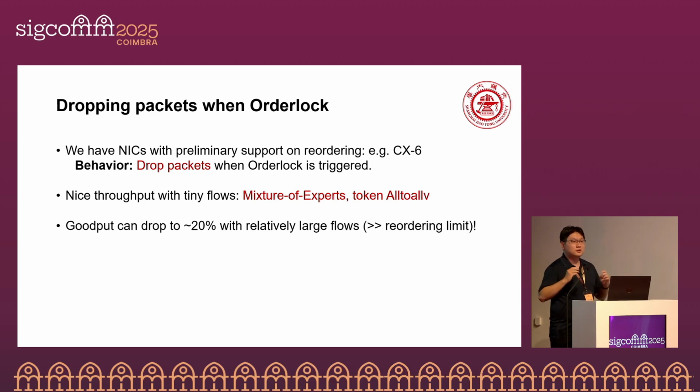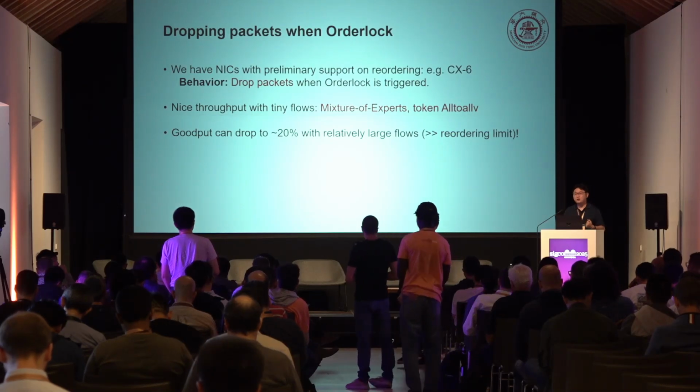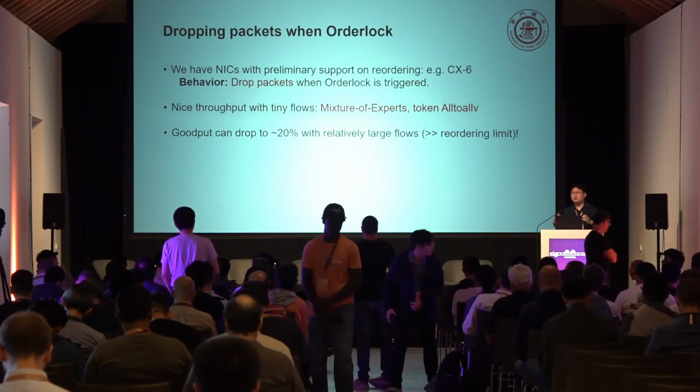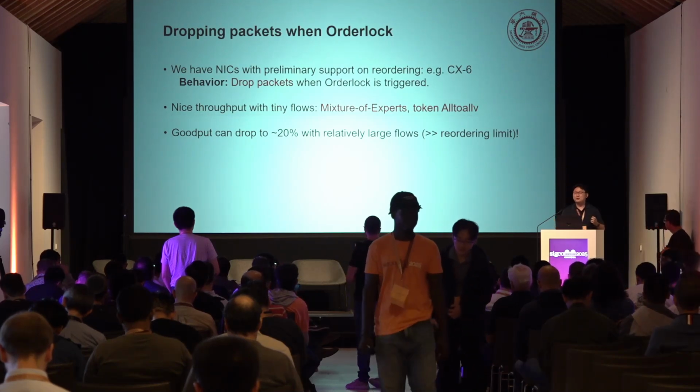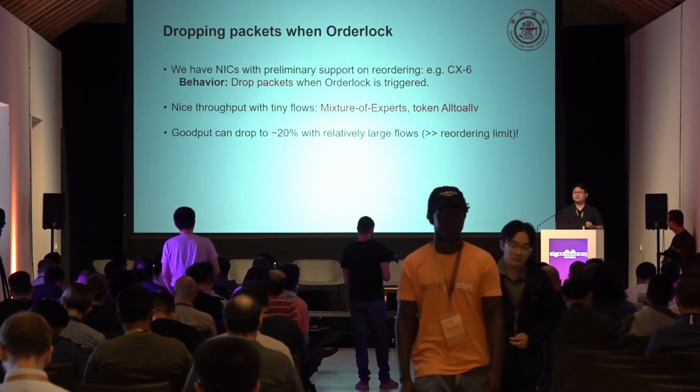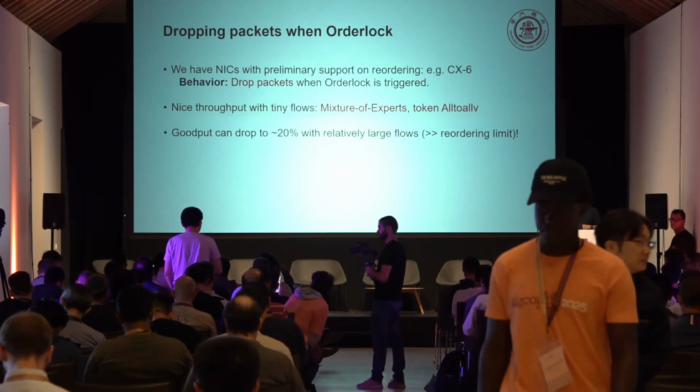Yes, we don't take lossless just as congestion lossless. We take this for the whole network. Whether you're dropping packets for congestion or dropping packets for breaking order lock, they all need retransmission. The current NICs support these features by just dropping packets, and they might achieve nice throughput with tiny flows, but their goodput can drop to about 20% with relatively large flows, because order lock is triggered, and we break the order lock by retransmission, and the retransmission takes a lot of time. Okay, thank you.